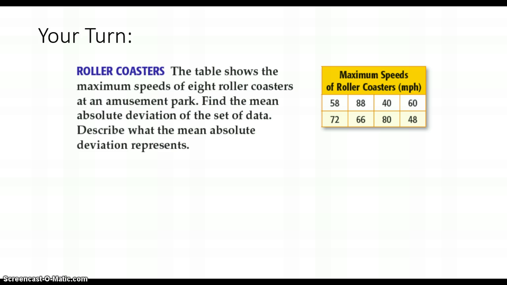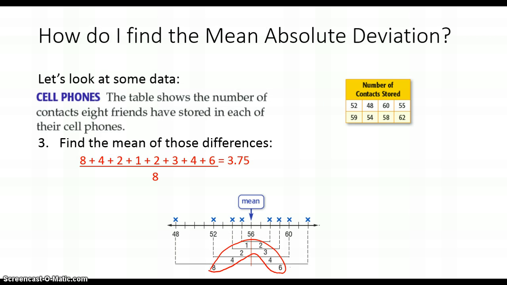Now it's your turn. This table shows the maximum speeds of 8 roller coasters at an amusement park. Find the mean absolute deviation of the data set. Then describe what the mean absolute deviation represents. Now in the last problem, this mean absolute deviation tells us that each data item is about 3 75/100 units away from 56.